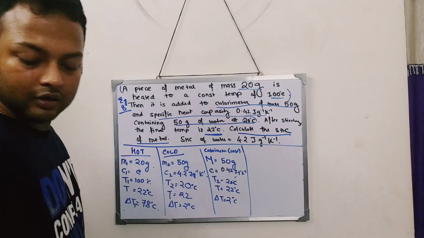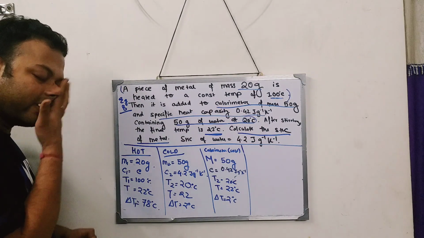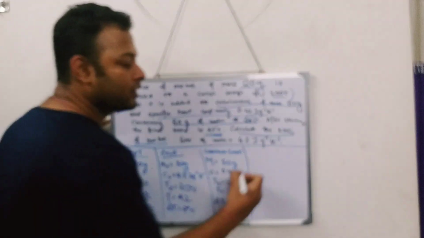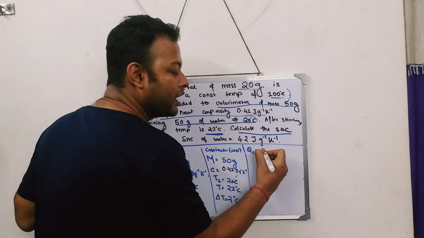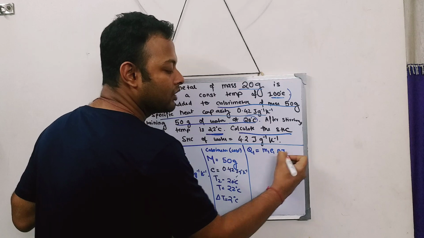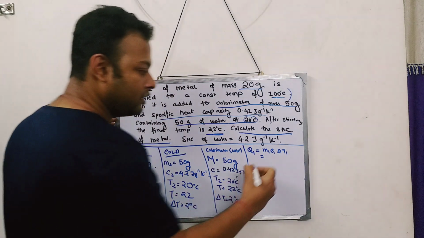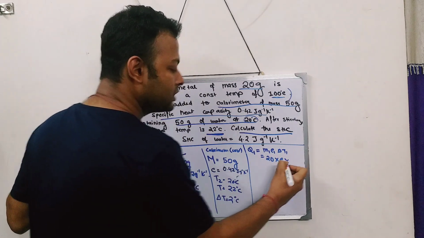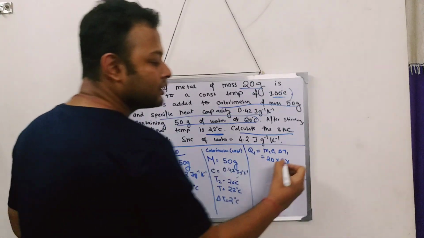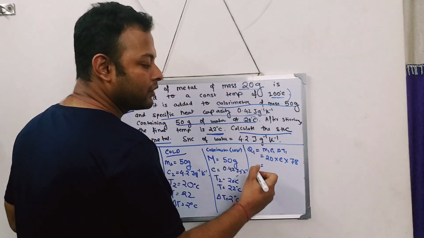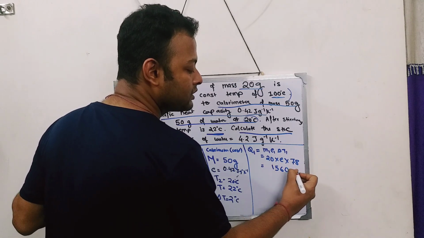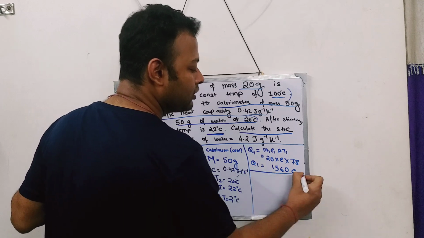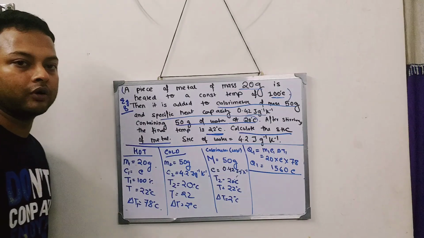Now, what is the heat given by the hot body? Let's take this as Q1, the heat given by the hot body. It will be M1 C1 delta T1. If I put the value 20 into C and delta T is 78, when you multiply, you will get 1560 C. That is the value of Q1, the heat given by the hot body.